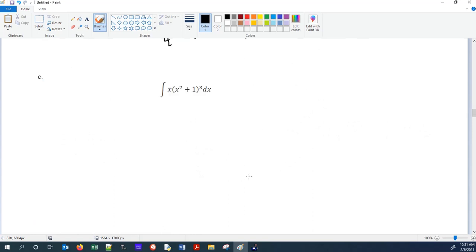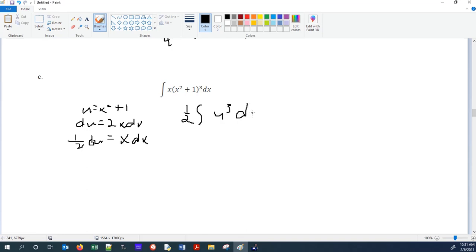All right, let's take a look at the next one to do. So let u equal x squared plus 1. So then du is equal to 2x dx, making this 1/2 du equal to x dx. And we can integrate this, pull out the 1/2. This becomes u to the 3rd du. And again, we raise the exponent by 1, u to the 4th over 4 plus c.